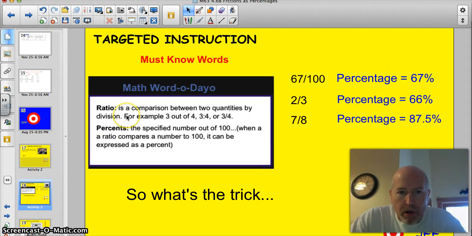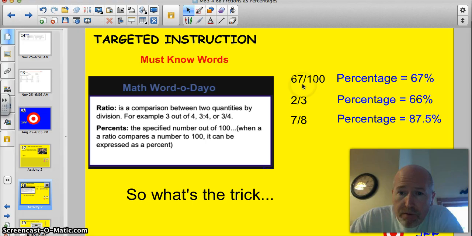All right, here we go. Must know words. Ratio, again, a comparison between two quantities by division. Percentages, the specified number out of 100. When a ratio compares to 100, it can be expressed as a percent. Why do I bring up ratio? Well, we just talked about this one last lesson, and you remember that ratios can be expressed as a fraction or in fraction notation. So all we're doing here is strictly looking at the fraction notation. So that's why it's very similar to last lesson.